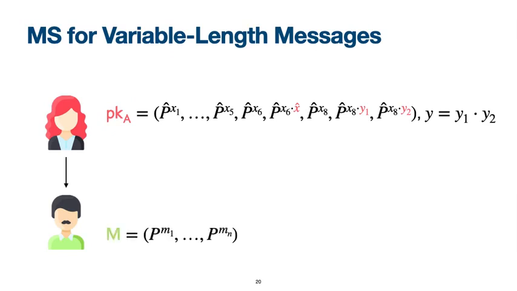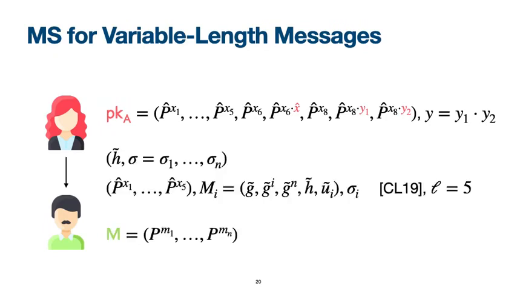And the message here is g to the mi's, and we have the glue element h tilde and n signatures sigma i. So we are able to sign the capital MI messages using the first part of Alice's key, x1 through x5, we just use the prior scheme. And note that the public key is of length 10, but the message can be of any length. So it can incorporate any number of attributes, which is much more useful in applications.